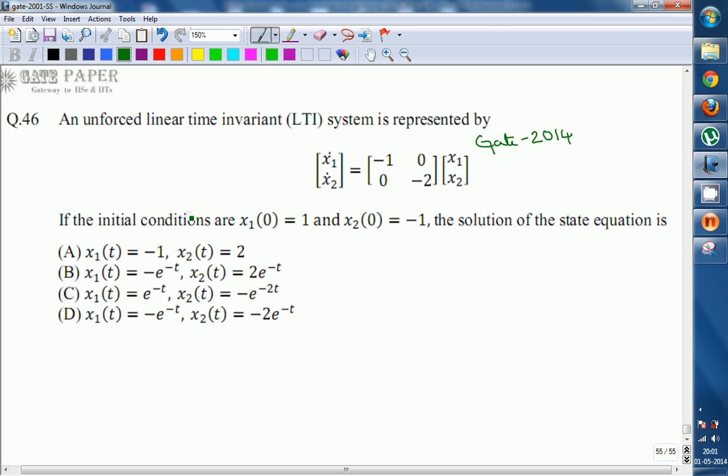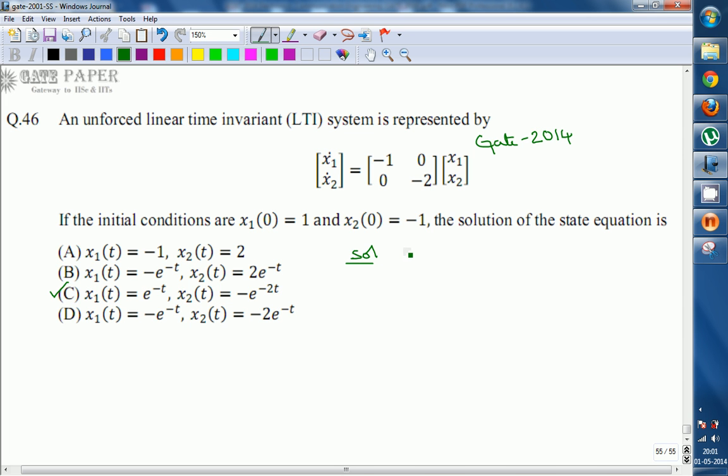If the initial conditions are x1 of 0 equals 1 and x2 of 0 equals minus 1, the solution of this state equation is, so here given that the state equation is given in the form of a matrix. Now we need to find the solution for this. So coming to the solution, out of the given options here, option C is the correct answer. Now we will see the solution for this.